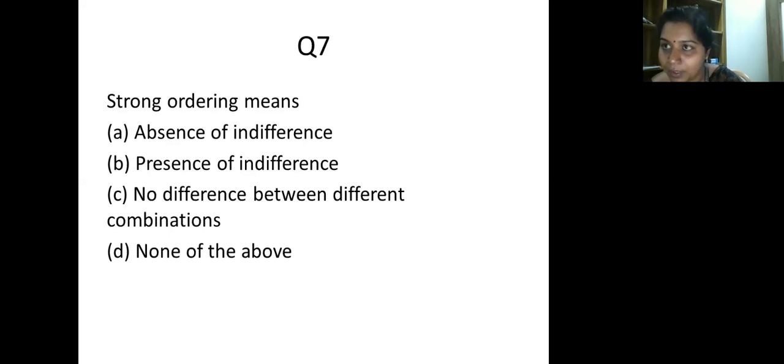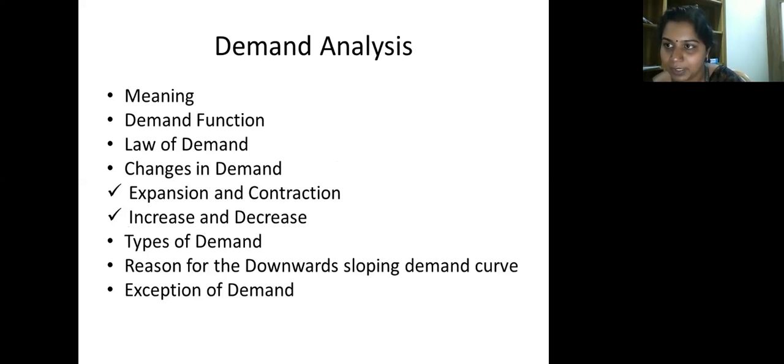So strong ordering means absence of indifference. There is no indifference; he is able to differentiate the products, first preference, second preference, like that. He is able to differentiate the combinations. So the answer is A, absence of indifference. Under which concept is the presence of indifference there? Indifference curve analysis. Okay, so we will move to the next concept, demand analysis.